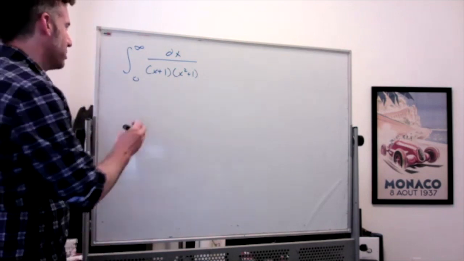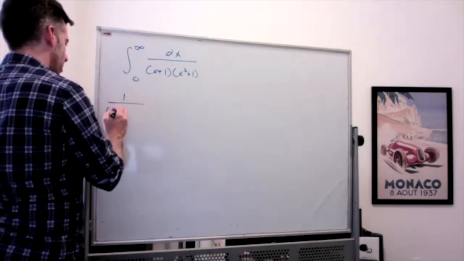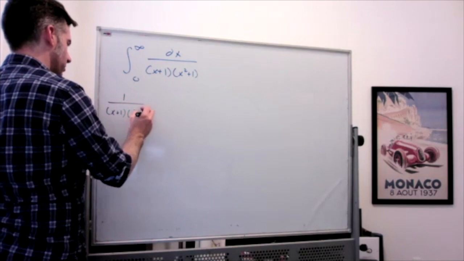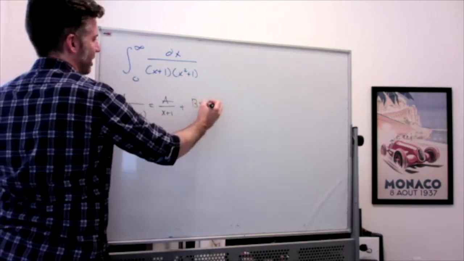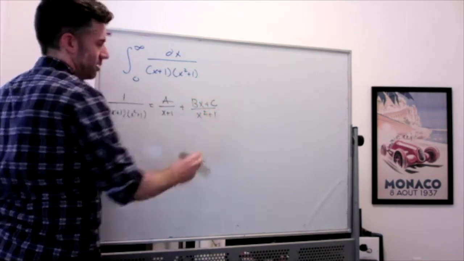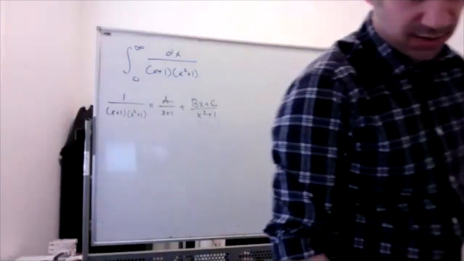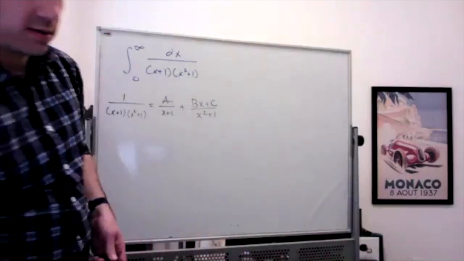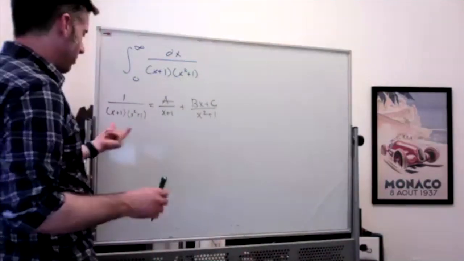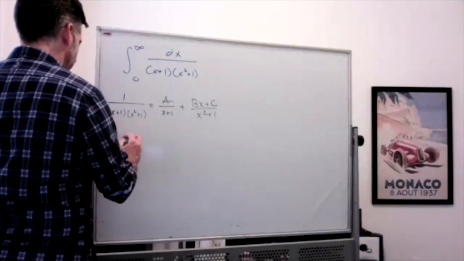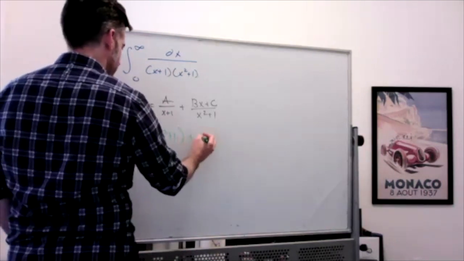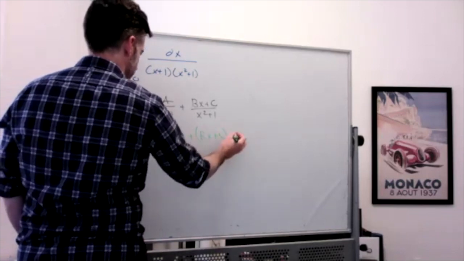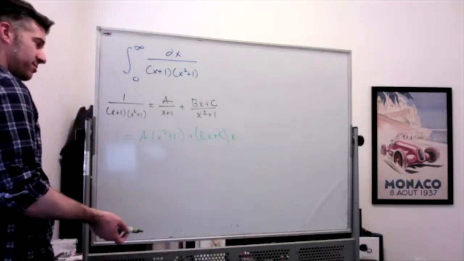All right, so partial fractions. So we have 1 over x plus 1 times x squared plus 1 equal to a over x plus 1 plus bx plus c over x squared plus 1. Good times. Not good times. Okay. This one, yeah. So do the usual thing, multiply both sides by the common denominator. You're going to get 1 on the left equal to a times x squared plus 1 plus bx plus c times x.